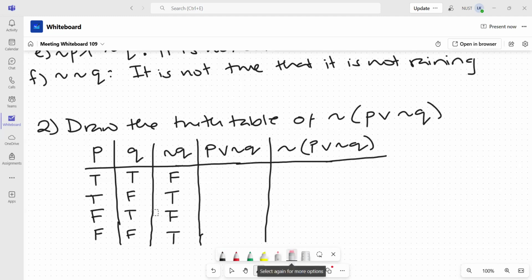Make this nicely. And now or, we look at these two. If one of them is true, then the whole statement is true. So this is true. This is true. They're both false, so it is false. This one is true. And then the negation of that, just negate this one. This is false. This is false. This is true. And this is false. Okay, so this is what we have.